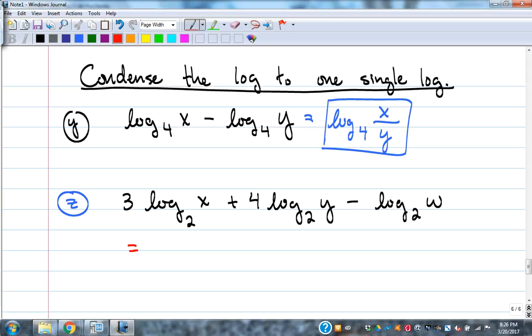3 log base 2 of x plus 4 log base 2 of y minus log base 2 of w. So what operations do we have going on here? Okay, so we can do it a step at a time. That's fine. Let's do log base 2 of x cubed plus, and then what does this second one turn into? Okay, so that's undoing the power rule. No power rule to undo on this last piece.